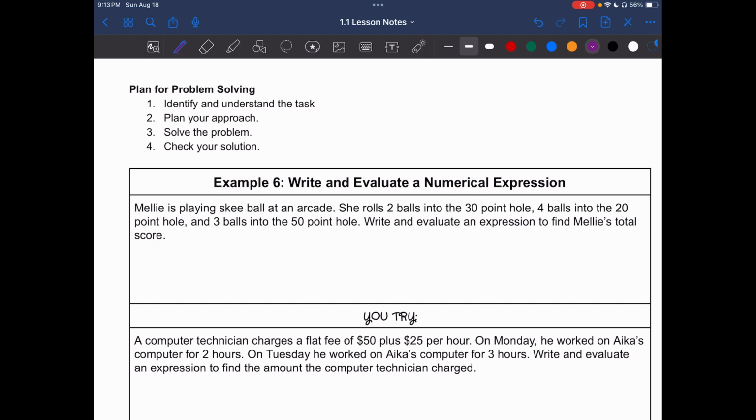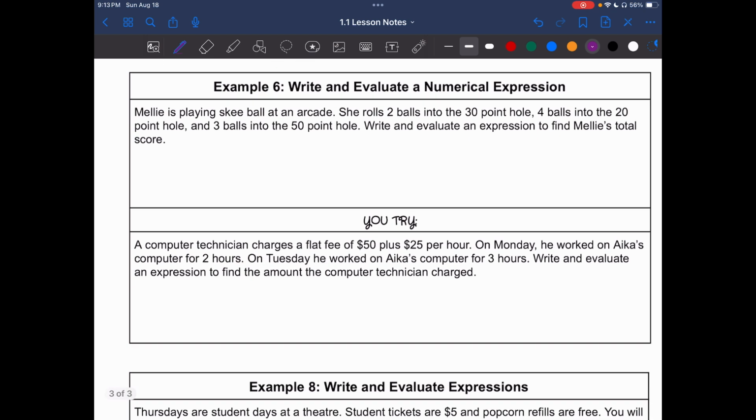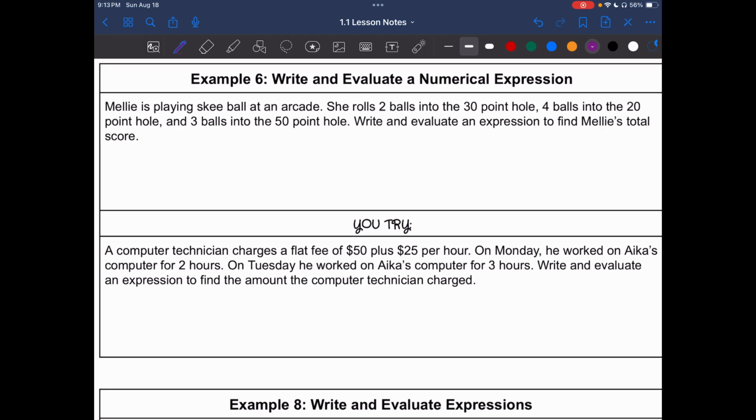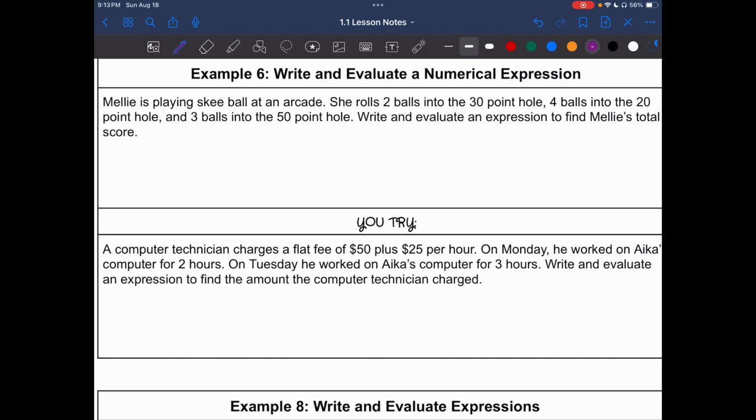Okay. Now, let's take a look at what we have here. Example 6, write and evaluate a numerical expression. We have Melly, and she is playing skee ball at an arcade. She rolls 2 balls into the 30-point hole, 4 balls into the 20-point hole, and 3 balls into the 50-point hole. Write and evaluate an expression to find Melly's total score.